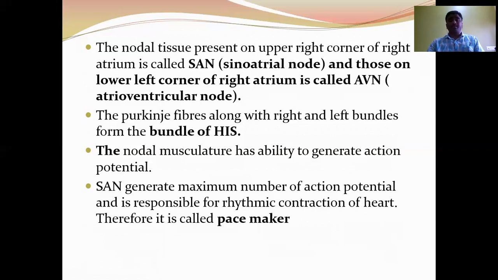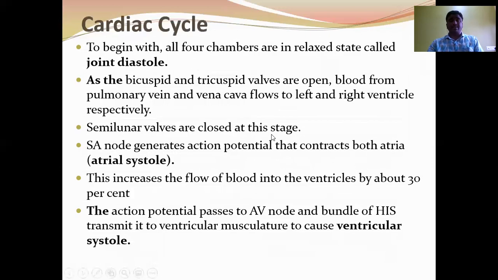From the AV node, bundles of cardiac muscle arise, called the bundle of His, which divide into left and right bundle branches passing through the interventricular septum. These bundle branches divide and redivide to form a network called Purkinje fibers, which innervate the musculature of the ventricles.